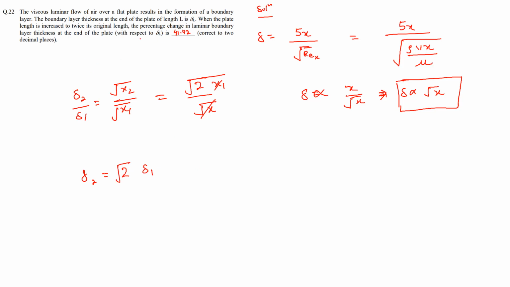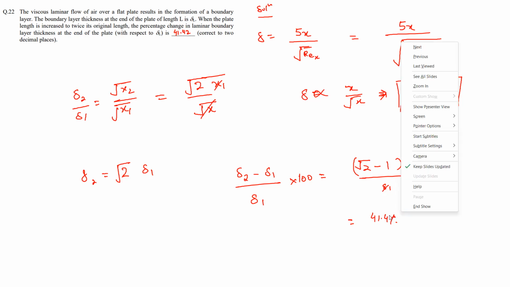Now they are asking you to calculate the percentage change, and we know that percentage change is nothing but the change divided by the original value times 100. So this will be root 2 minus 1 times delta 1 over delta 1 times 100, and you should already memorize the value for root 2, that is 1.414, and if you take 1 out of it, it will be 0.414, or you can just write 41.4%. And if you want it in 2 decimals, you can just write 2 here as well.